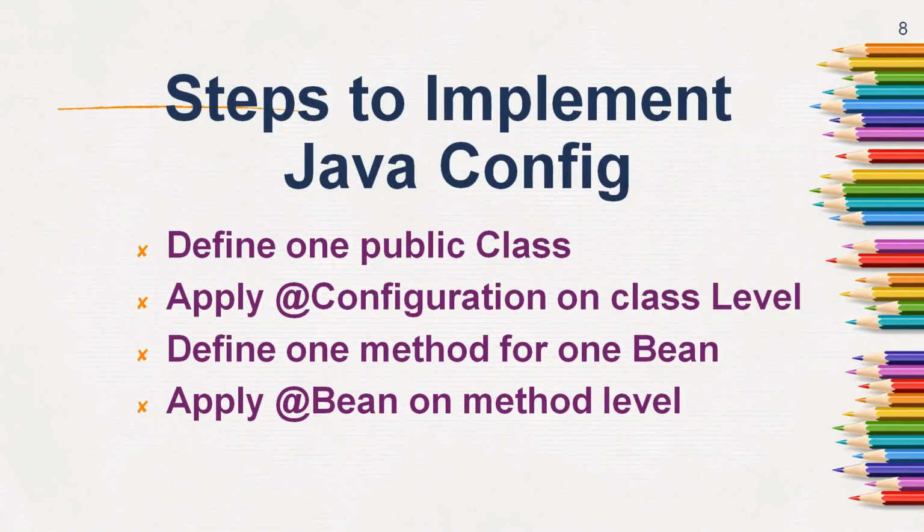Next, steps to implement Java configuration. First of all, define one public class and apply the @Configuration annotation on top of the class level. Define one method. Here, number of beans is equal to number of methods, meaning one bean represents one method. Like that, we need to define the methods and apply the @Bean annotation on top of the method. Like that, we can go for Java configuration.